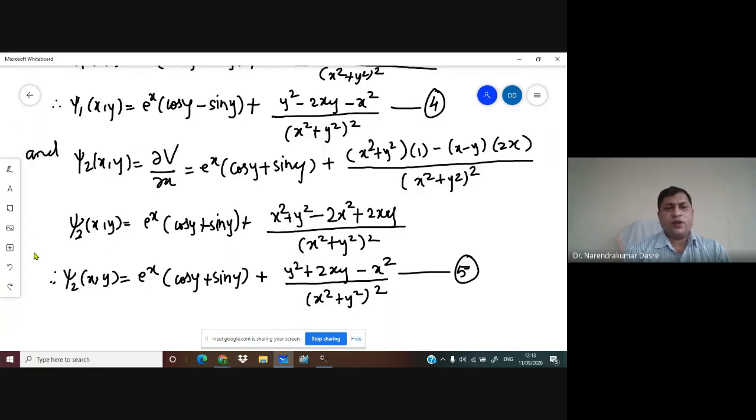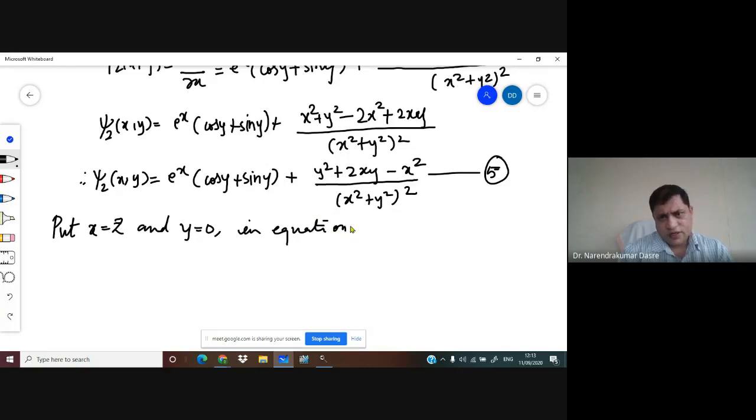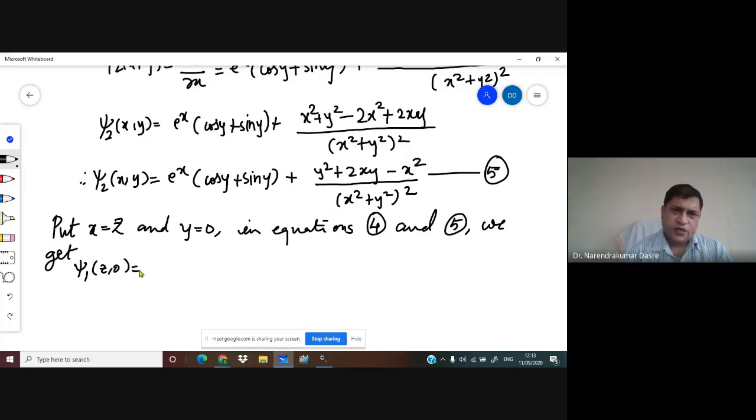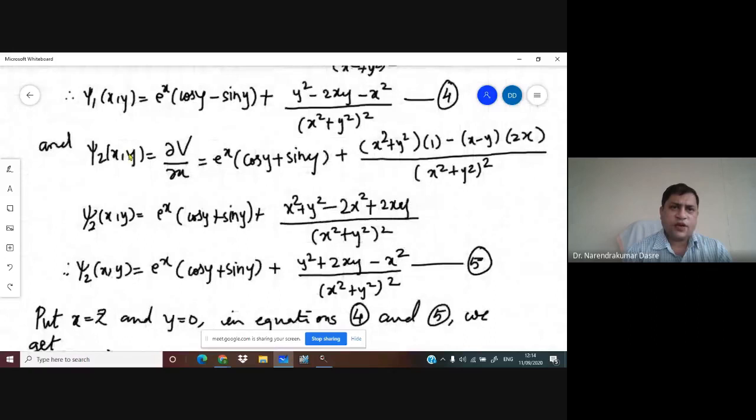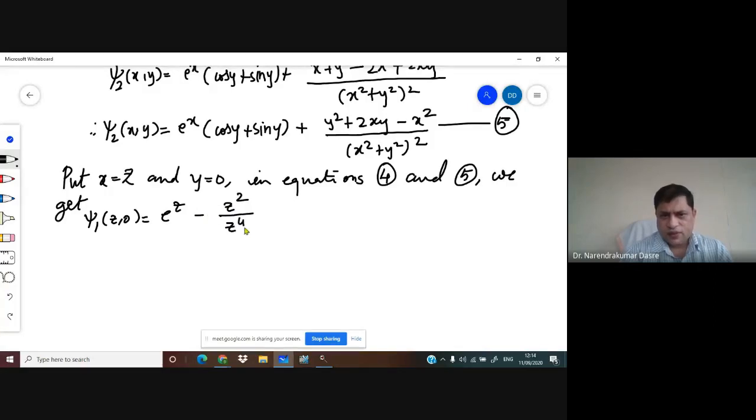And now you have to use again the u upon v rule. So x square plus y square. Here the derivative is going to be 1 minus x minus y and 2x. And if you simplify this, what we have here is x square plus y square bracket square. Now, let us simplify this. So we get psi 2 of xy is equal to e raised to x cos y plus sin y as it is, plus this term is x square plus y square minus 2x square minus minus plus 2xy, on x square plus y square bracket square.